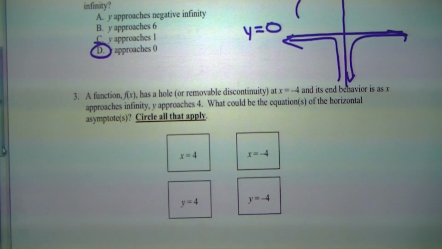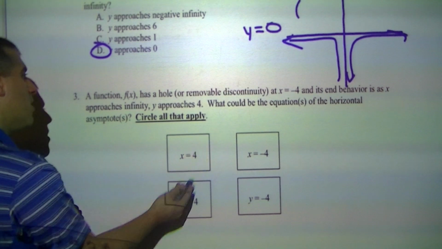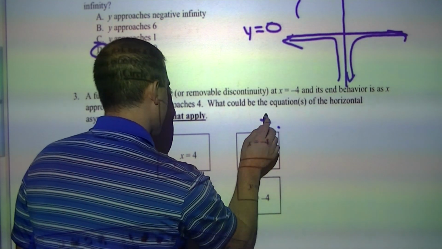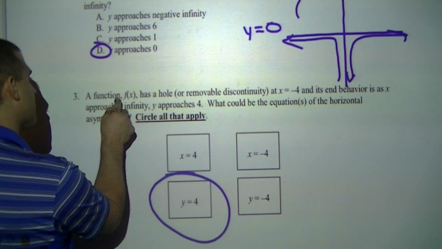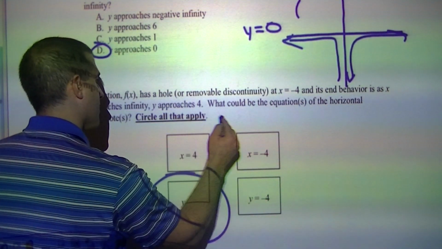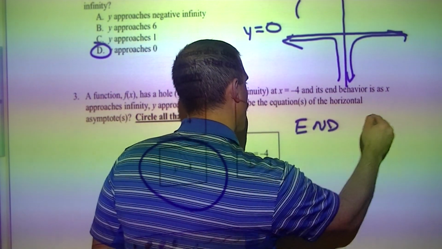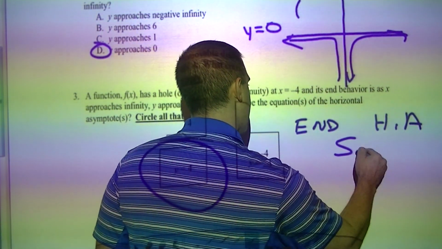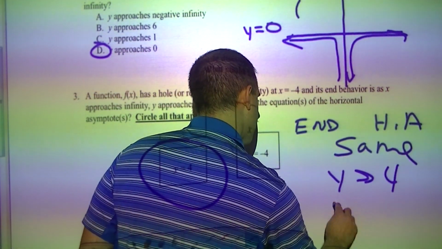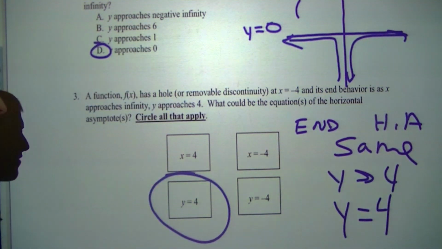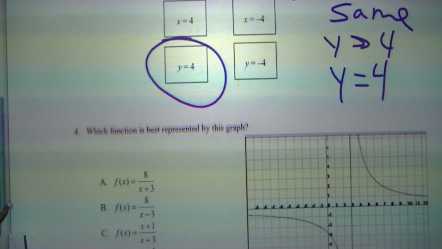It says a function has a removable discontinuity at x equals -4. It has an end behavior: as x approaches infinity, y equals 4. What could the equation of the asymptote be? It is going to be y equals 4. So here's the key thing you have to figure out: end behavior and the horizontal asymptote are always the same. So if it's approaching 4, that means it's y equals 4, as far as the asymptote goes. It's a little fact you need to know.